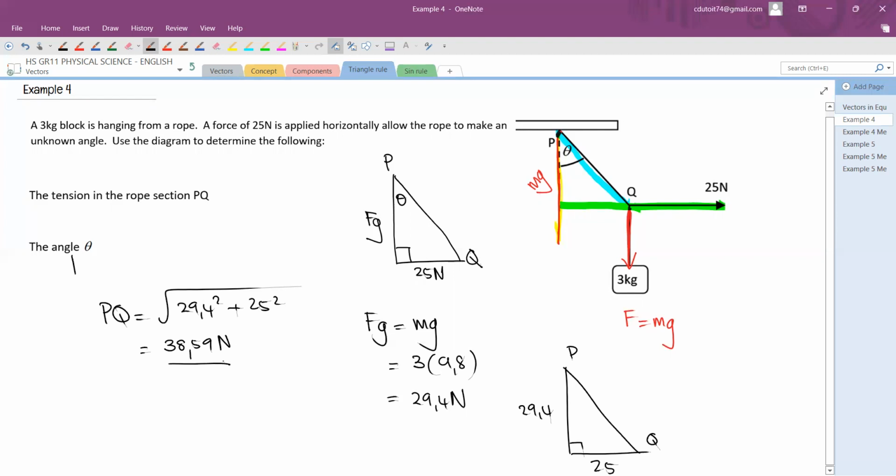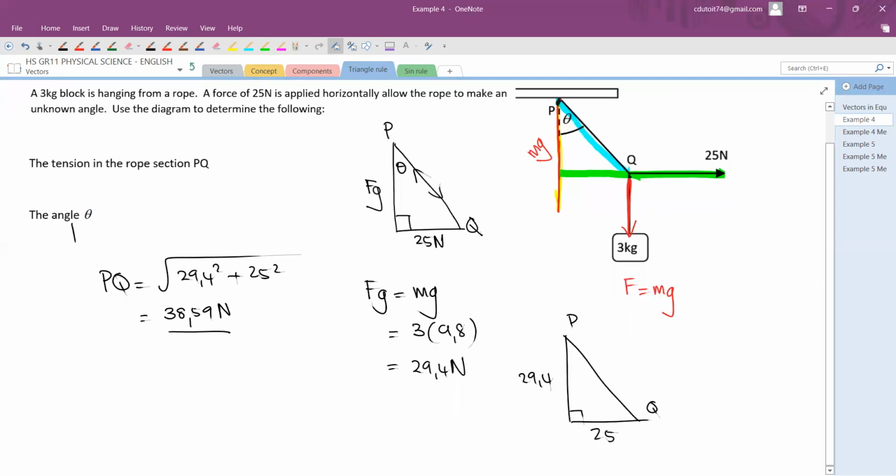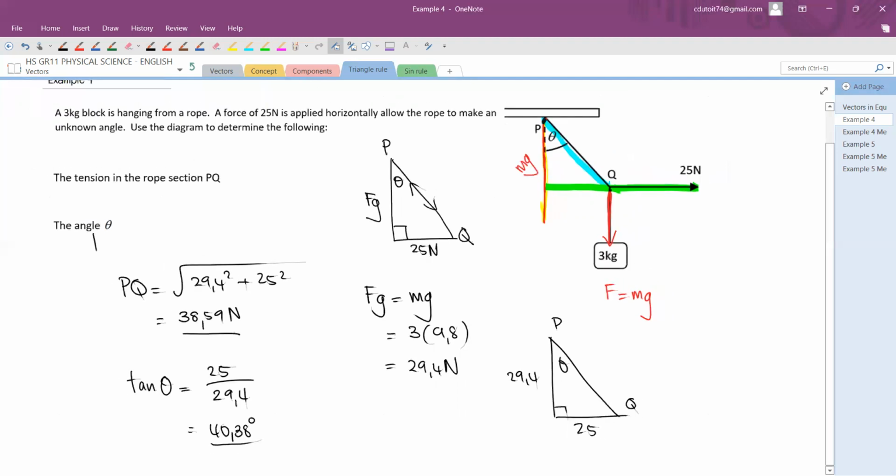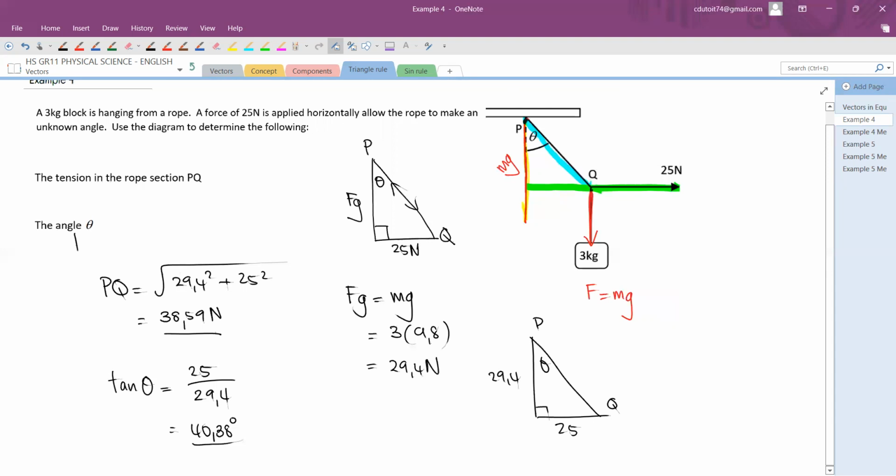That's newton. Tension in the rope doesn't have direction because the tension is upwards from Q and downwards from P. And now I want to know what the angle is. Theta. That's very easy. Tan of theta is opposite over adjacent. So shift tan 25 over 29.4. That is 40.38 degrees. That was easy. I think you could have done this example without any help. Yeah.